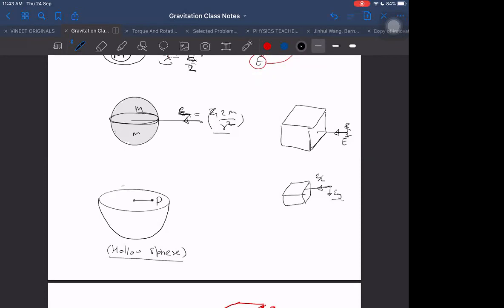What will be the field? What will be the direction? Sorry, only direction I have to tell. What will be the direction? Downward. Direction of field will be in which side? I will give you different directions, and you have to tell me which direction.